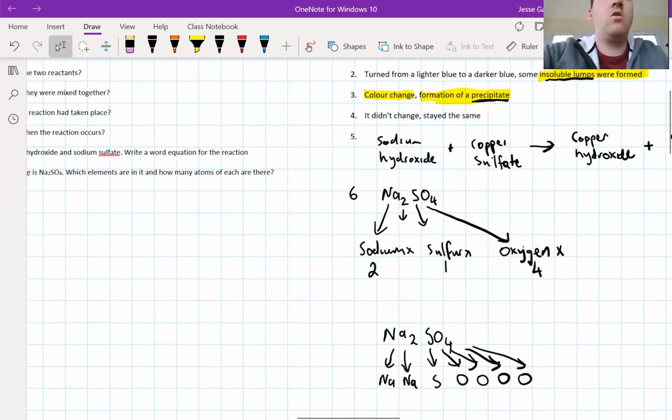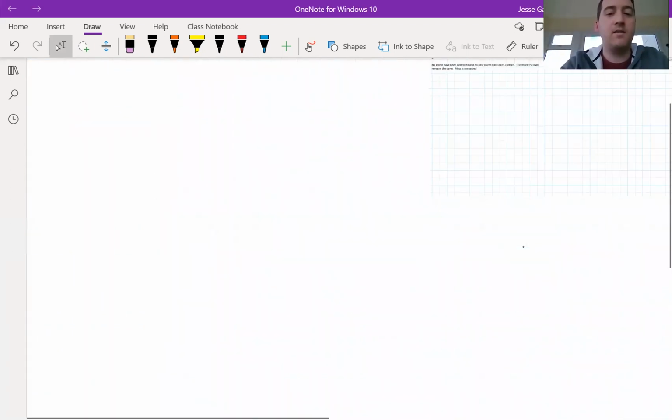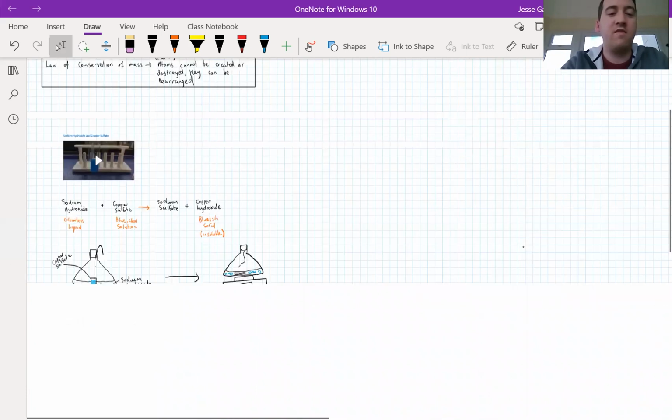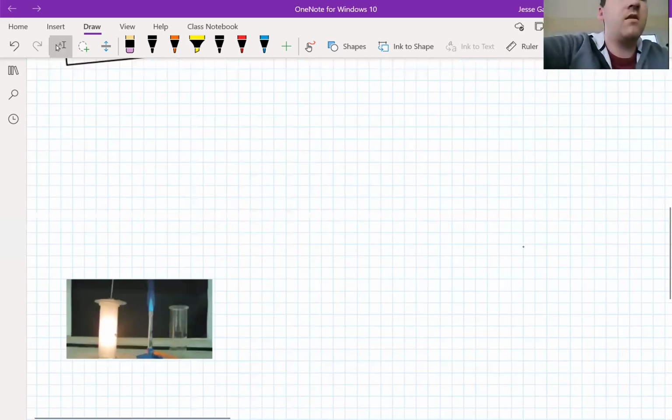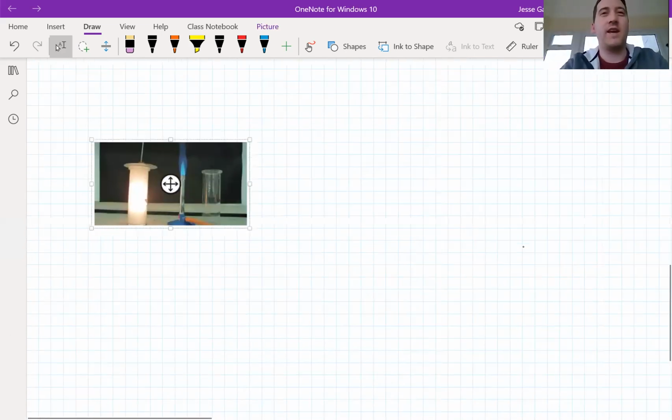All right, almost there now. Let's have a look at sometimes when it appears like our law of conservation of mass gets broken. Okay, so sometimes it might appear like the law of conservation of mass gets broken. Now let's take a look at a case like this.